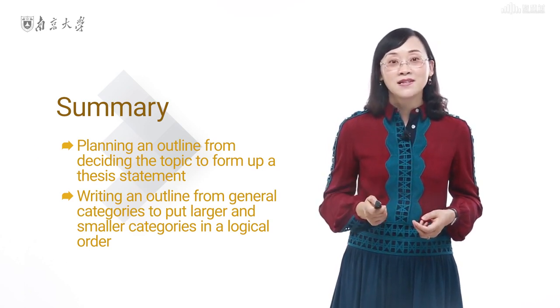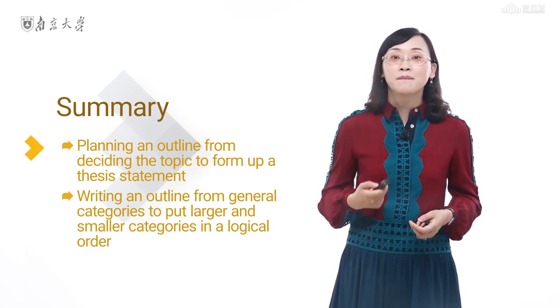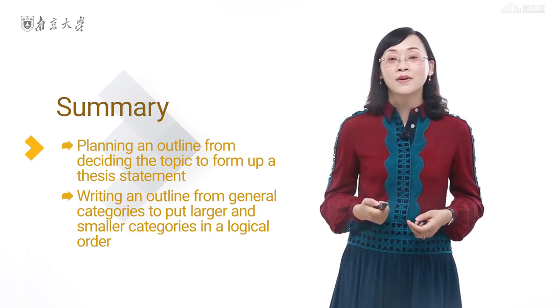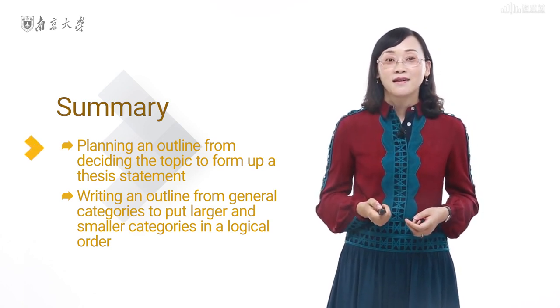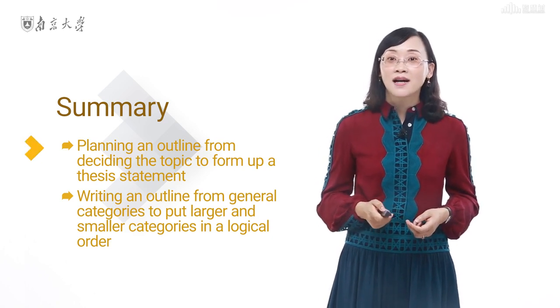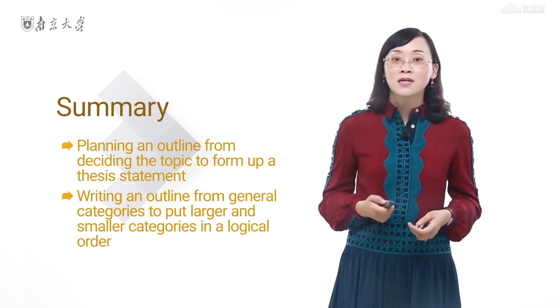Specific supporting evidence and examples should then be put under the general categories in a logical way. By doing this, a well-organized outline can be composed before you start writing your research paper.